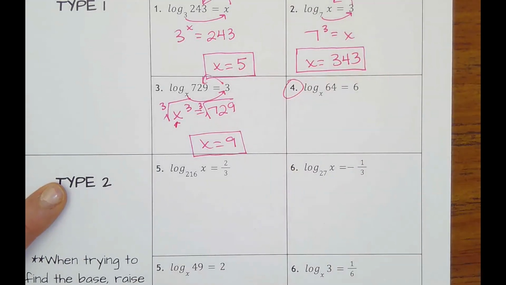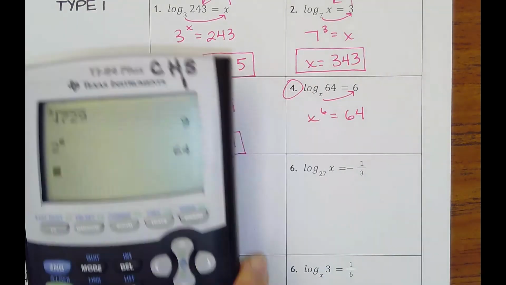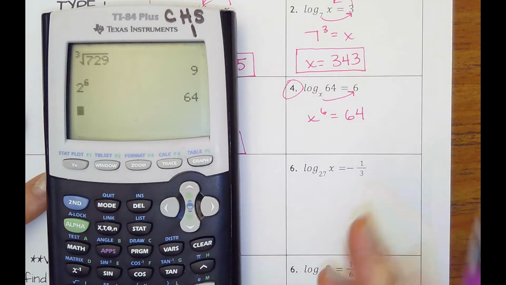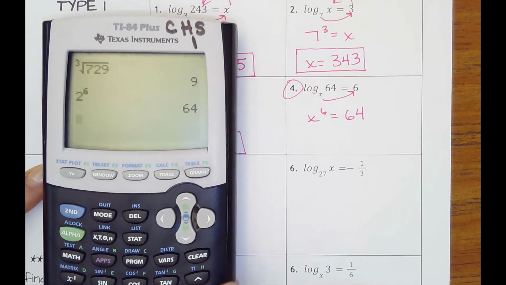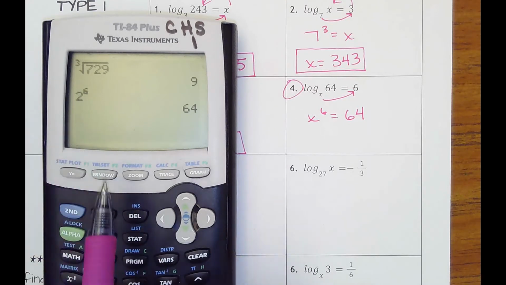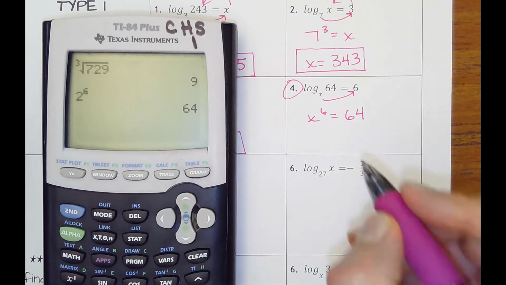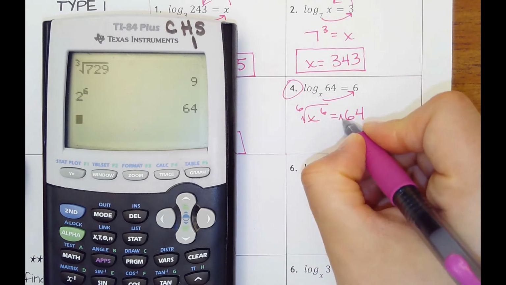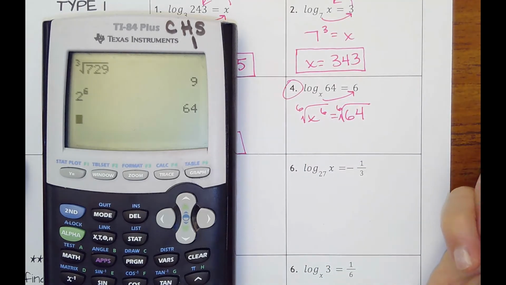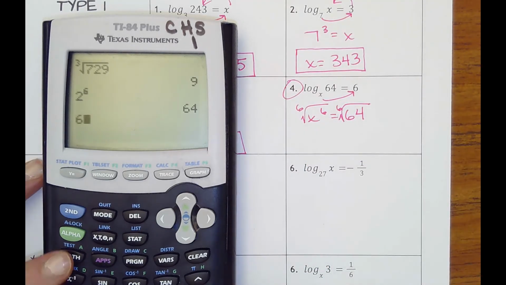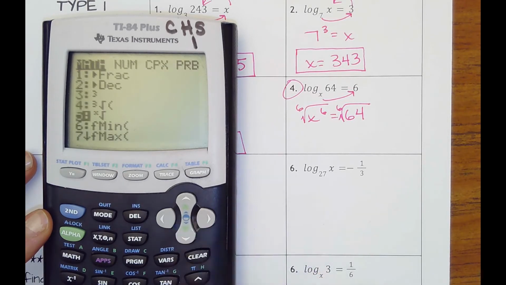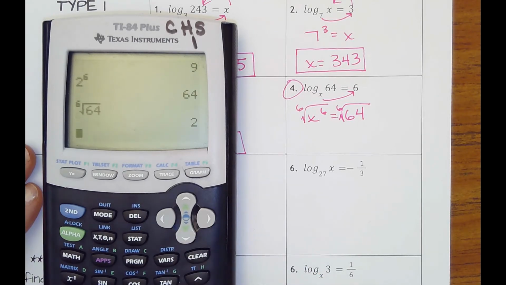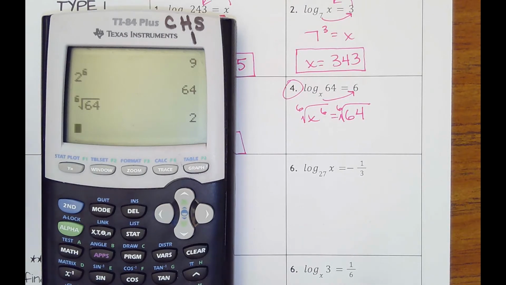Okay, go ahead and pause and try number 4. Should be rewritten as x to the 6th power equals 64. So what raised to the 6th power is 64? Well, I started with 2 to check, and it happens to be that. But again, you could 6th root both sides, that's hard to say, and that would also get you that the answer is 2. So either way.